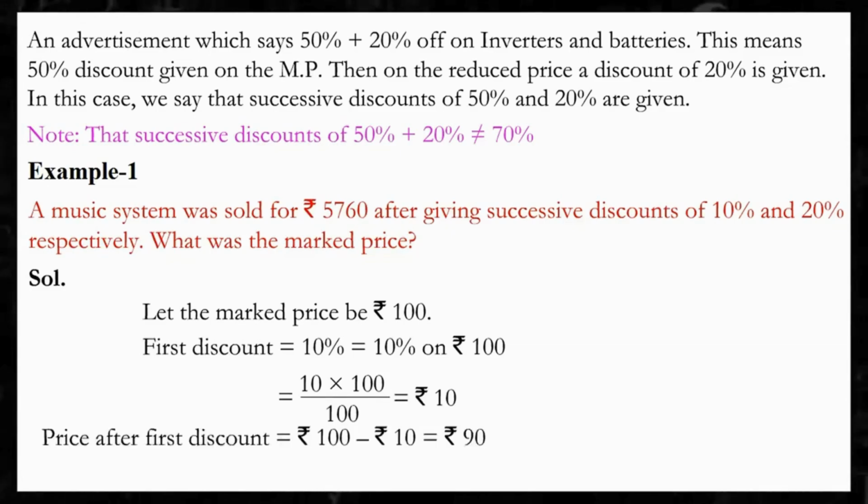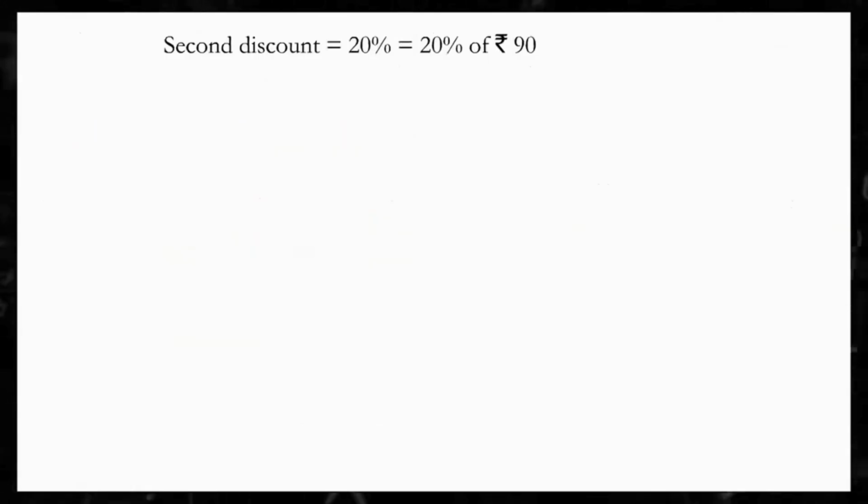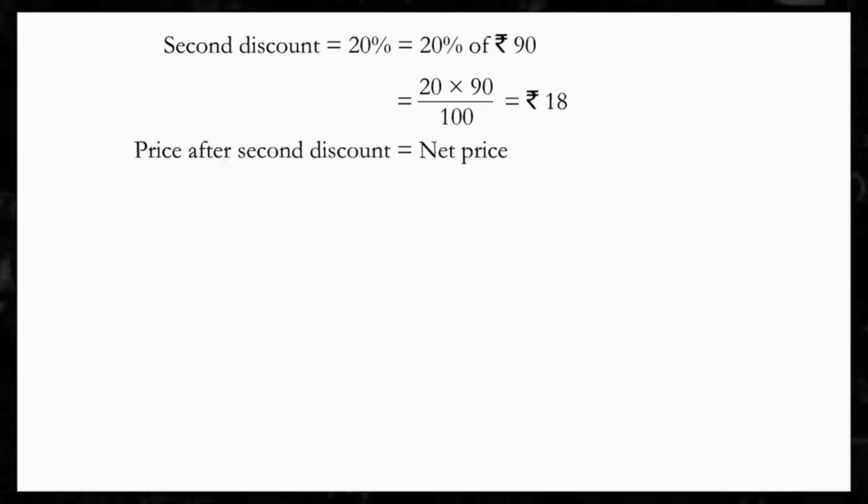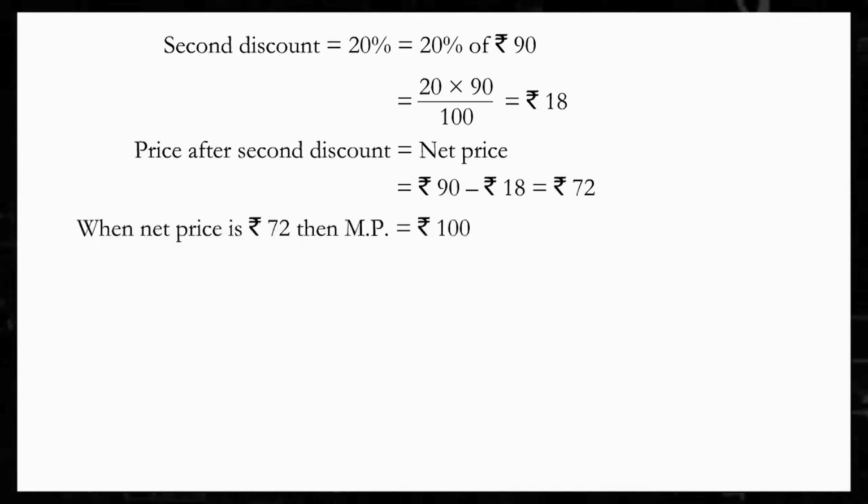Price after first discount is equal to rupees 100 minus rupees 10 is equal to rupees 90. Second discount is equal to 20% of rupees 90 is equal to 20 into 90 upon 100 is equal to rupees 18. Price after second discount is equal to net price is equal to rupees 90 minus rupees 18 is equal to rupees 72. When net price is rupees 72, then MP is equal to rupees 100.